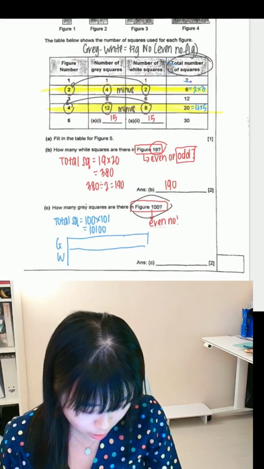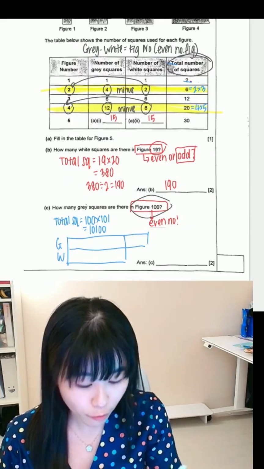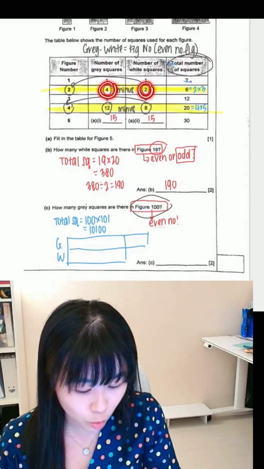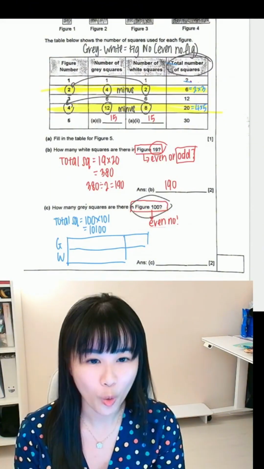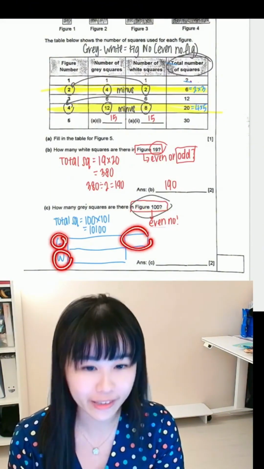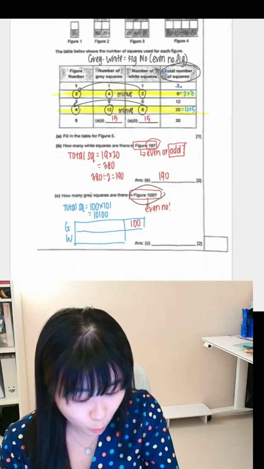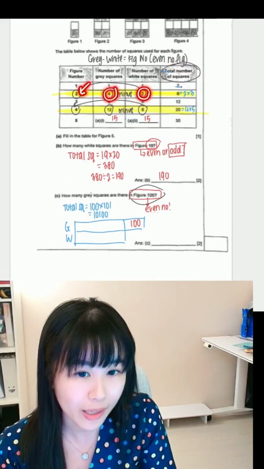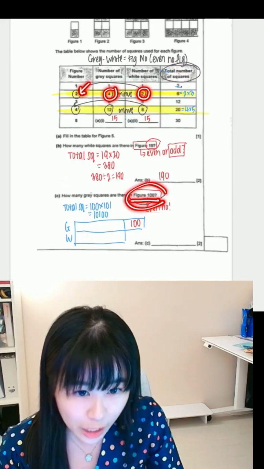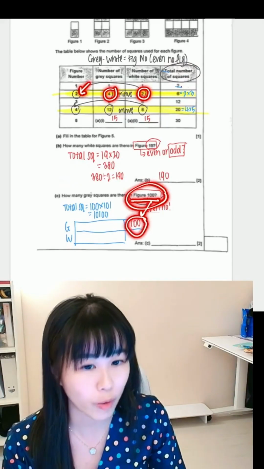That's the total. But then for even number, if you realize your grey is always more than your white, your grey 12, right, is always more than your white. So likewise, here your grey will be more than your white. So I'm going to draw a model. It's going to be more by how many? So if you realize the difference 4 minus 2, you get figure number 2, right? So if this is figure number 100, what is the difference between grey and white? Difference is 100. Why? Because you take grey minus white, the difference is the figure number. So if the figure number is 100 here, that is the difference between grey and white.